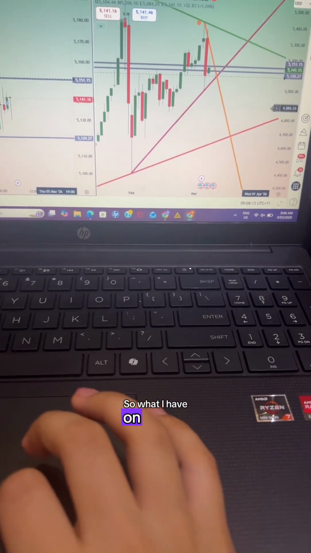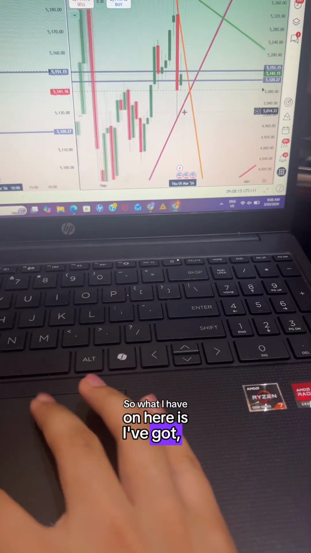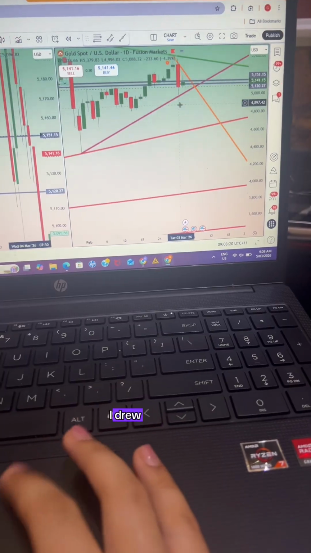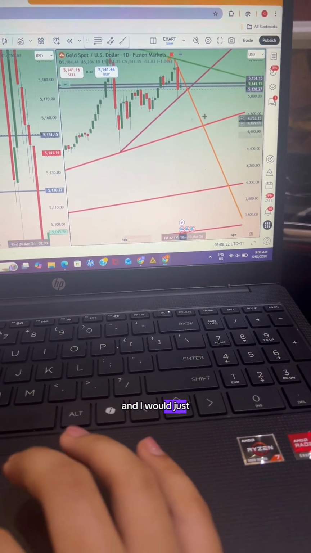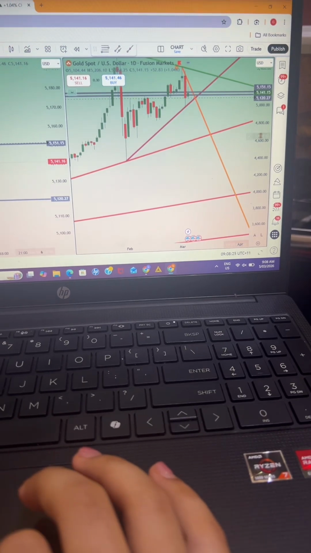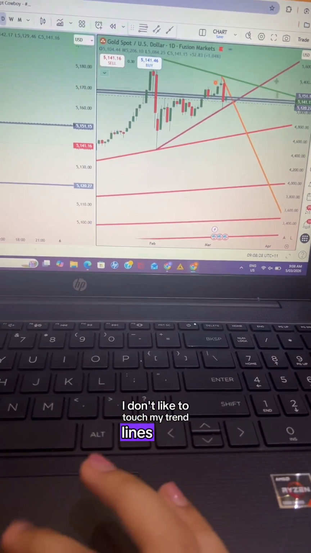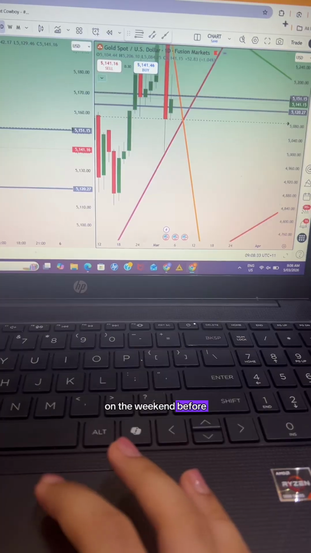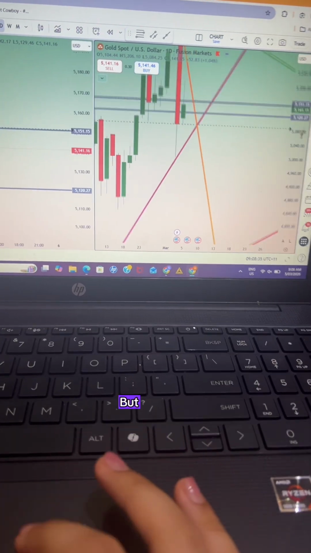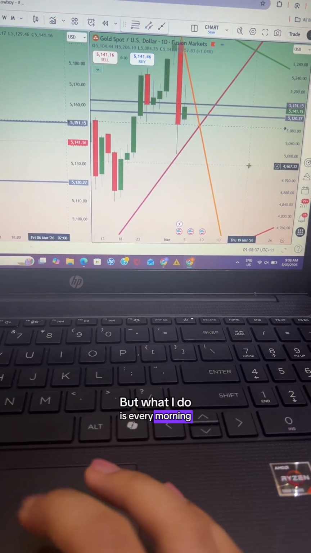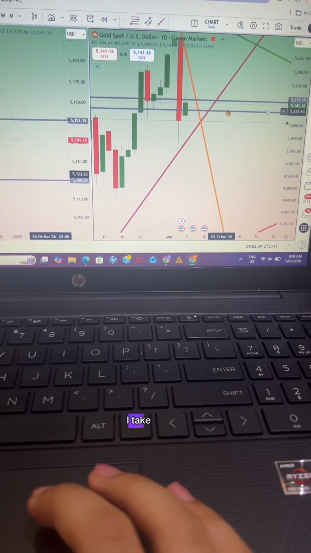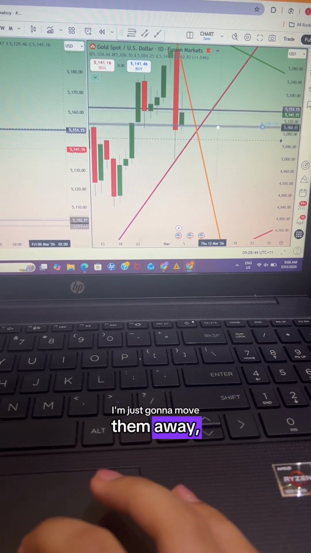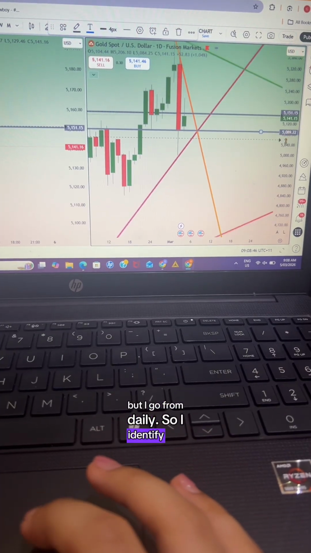So what I have on here is daily on this side. The trend lines I've drawn, I drew on the weekend and I would just move them as the market was moving. I don't like to touch my trend lines a lot. I only do them once a week on the weekend before the market officially opens for the week. But every morning after the market's closed, I take these gray lines and my alerts.